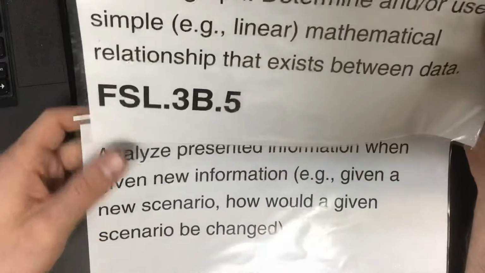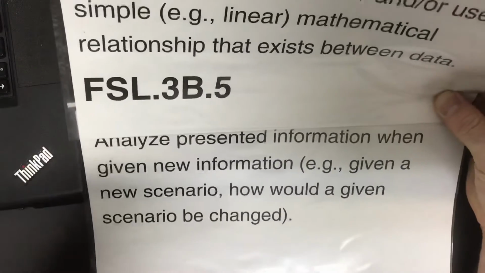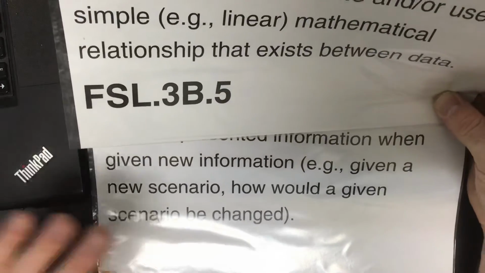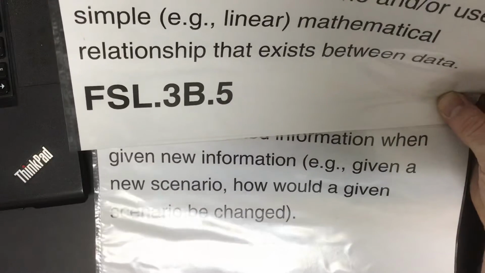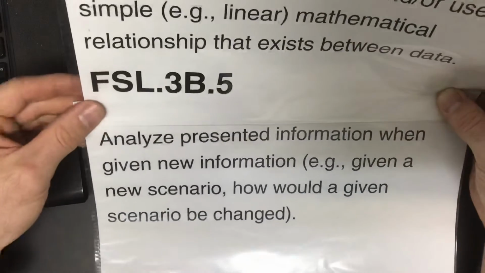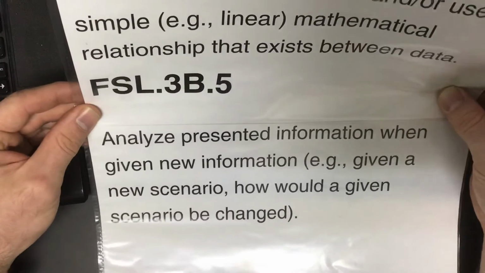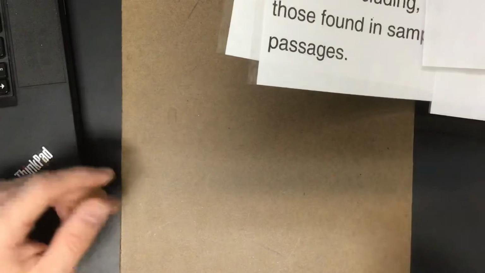And then FSL.3B, this is basically you've got a table and a chart, and then they throw in some new information into the mix. And so you've got to be ready to see what that information is going to do to the information you already have. And so these are the things that we're going to see that's coming up in FSL.3B.